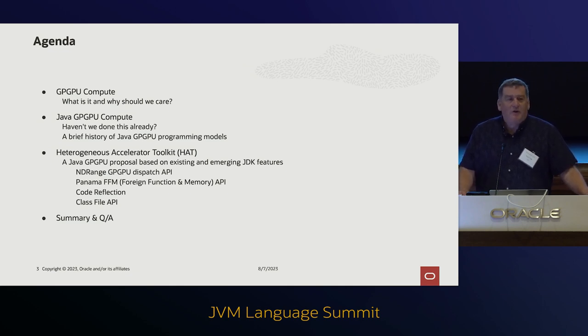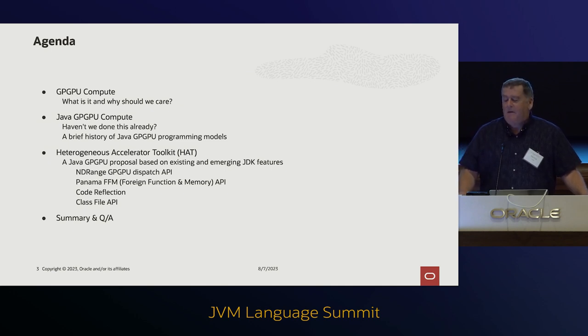Other problems were that we tried to wean people away from the programming models that GPU programmers had evolved over the years. We tried to magic them away and hide it behind other APIs, and I think that was a mistake. I think we have to go back and deliberately open up some of the APIs that have been successful in that world. And then I'm going to present this idea for a heterogeneous accelerator toolkit, which sits on top of Panama. So it's a hat that sits on Panama.